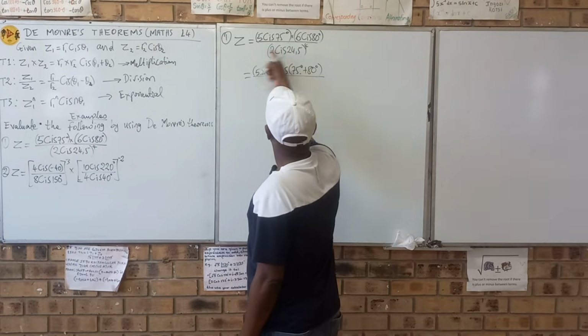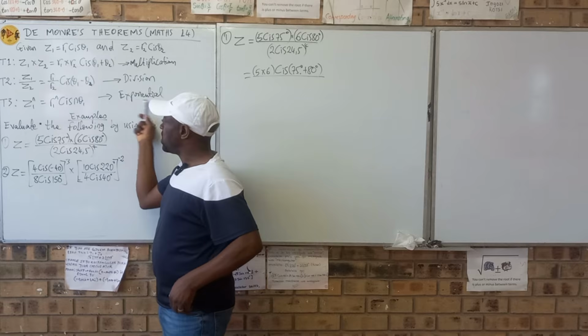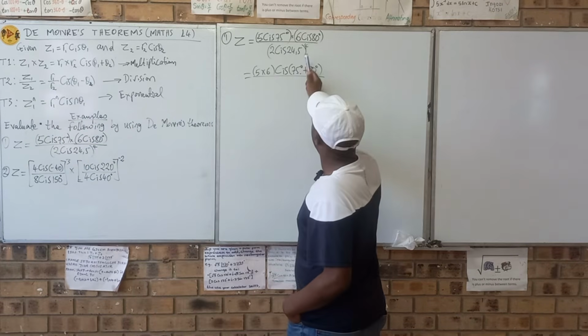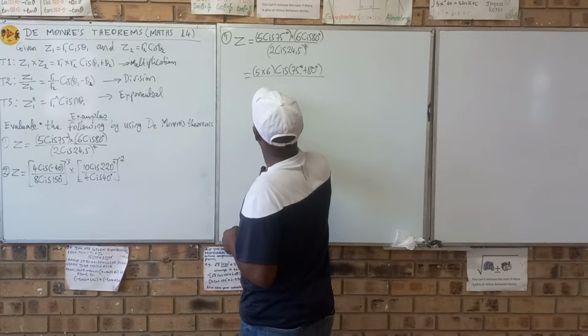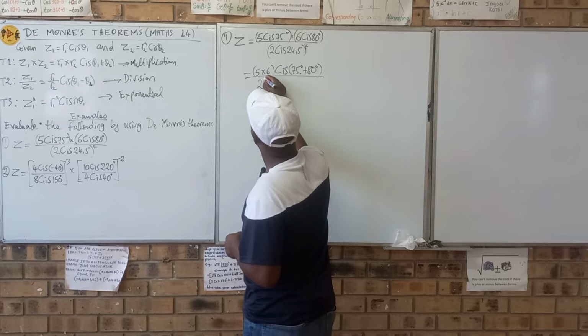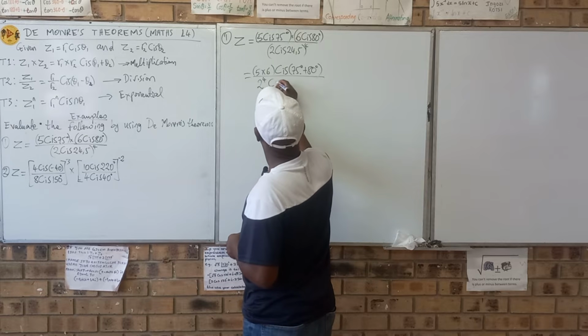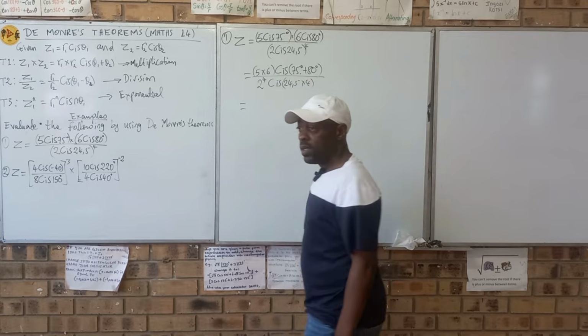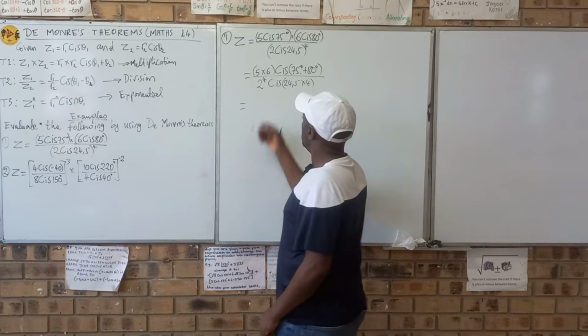So that's my numerator. The denominator, I'm applying the last theorem, the exponential one. If I'm raising the complex number in polar form to a certain power n, I raise my r, which is 2, to the power 4. Then I multiply my angle, 24,5 times 4. So that's how simple it is. Then you go through that and simplify.